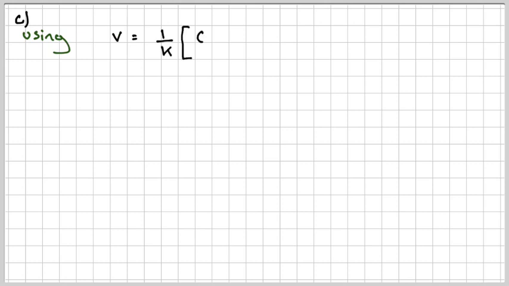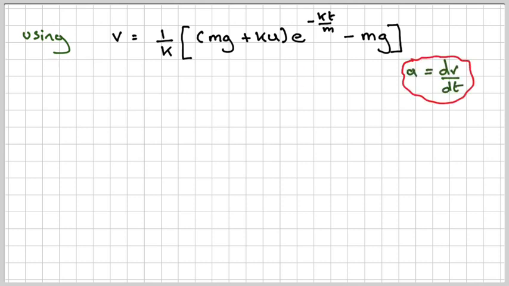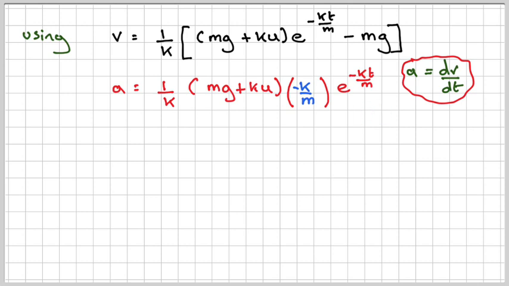So if we use v is equal to our equation that we've already just derived. Okay, to find a, we just need to differentiate this, so that will be dv by dt. So it'll be 1 over k. This is a constant. And then from here, we're going to get an extra minus k over m. So (mg + ku) times minus k over m, from here, e to the minus kt over m. This bit, if you differentiate a constant, you get 0. So that will be the acceleration.